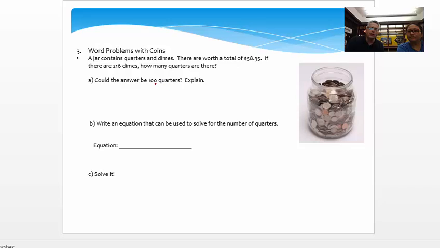Part A says, could the answer be 100? They're asking us to check that answer. It's kind of like a guess. And if we can guess, maybe we guess 100 and we'll see if it's right. The idea of checking a guess is to see if we can write the equation ourselves.